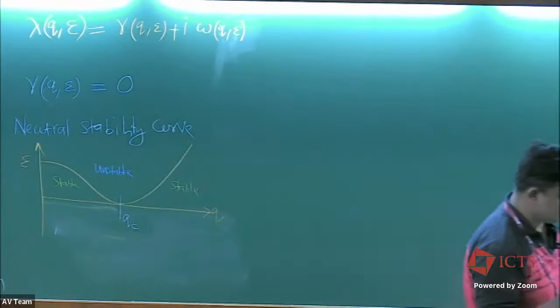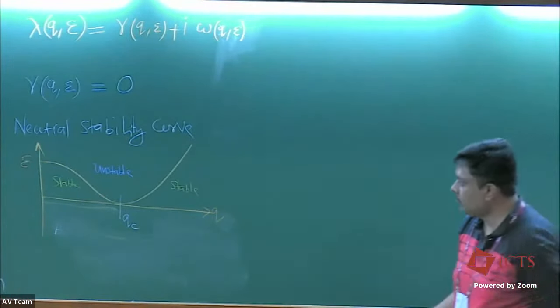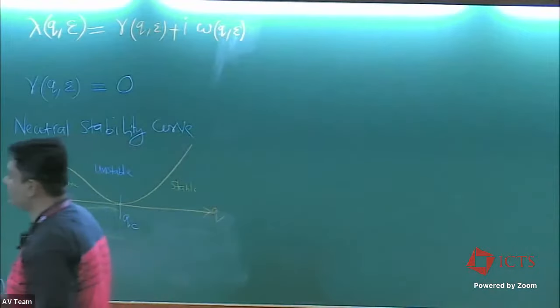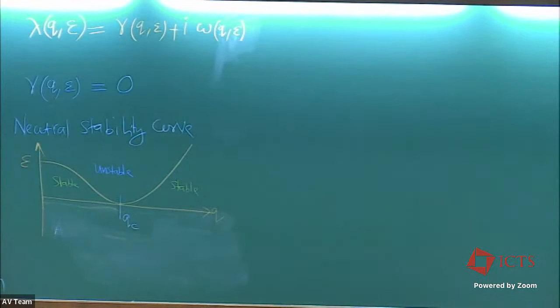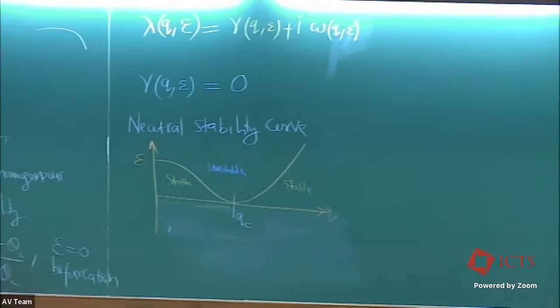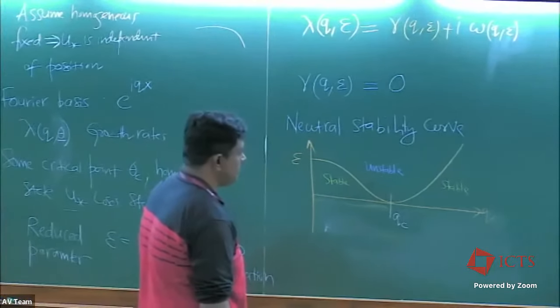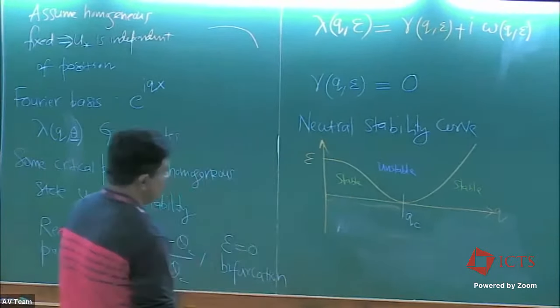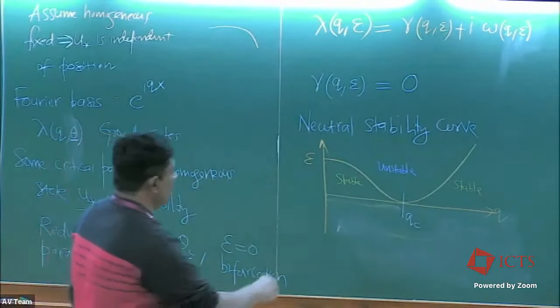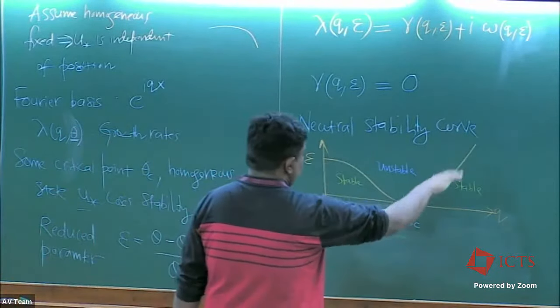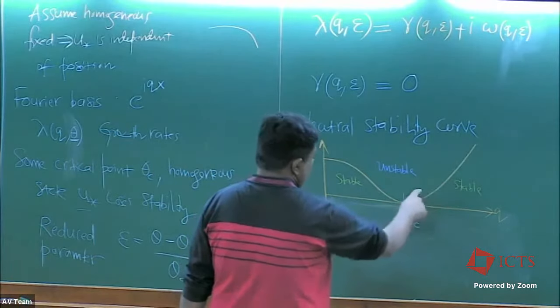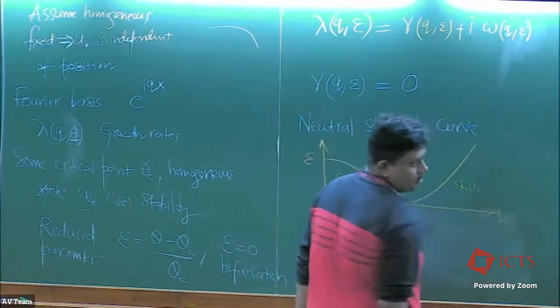So QC is the mode which has the highest growth rate at the onset of the instability. We'll see something like this coming up many times. Or you can even do a local thing. I mean, you will typically have some growth, some neutral stability curve, which will have some maxima and minima. You could have multiple maxima and minima.